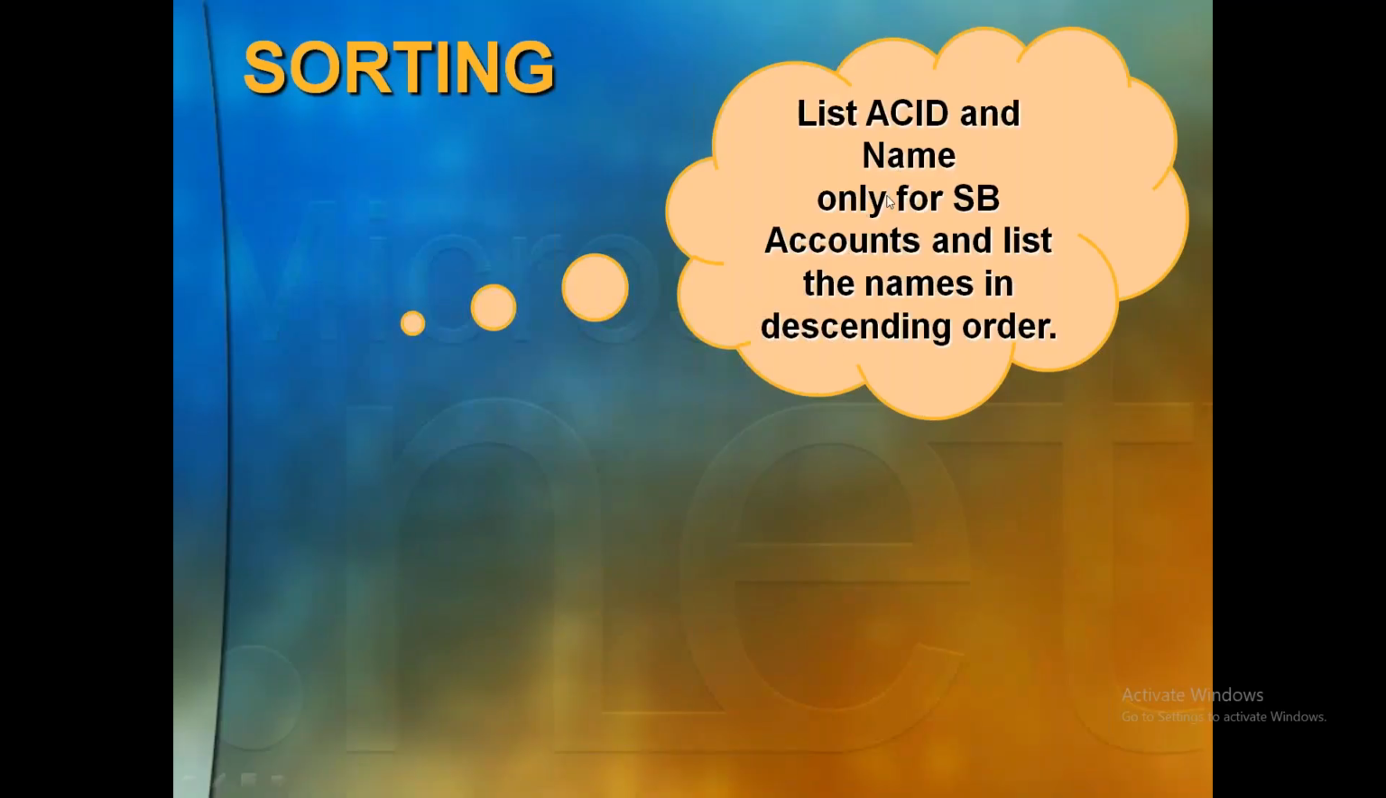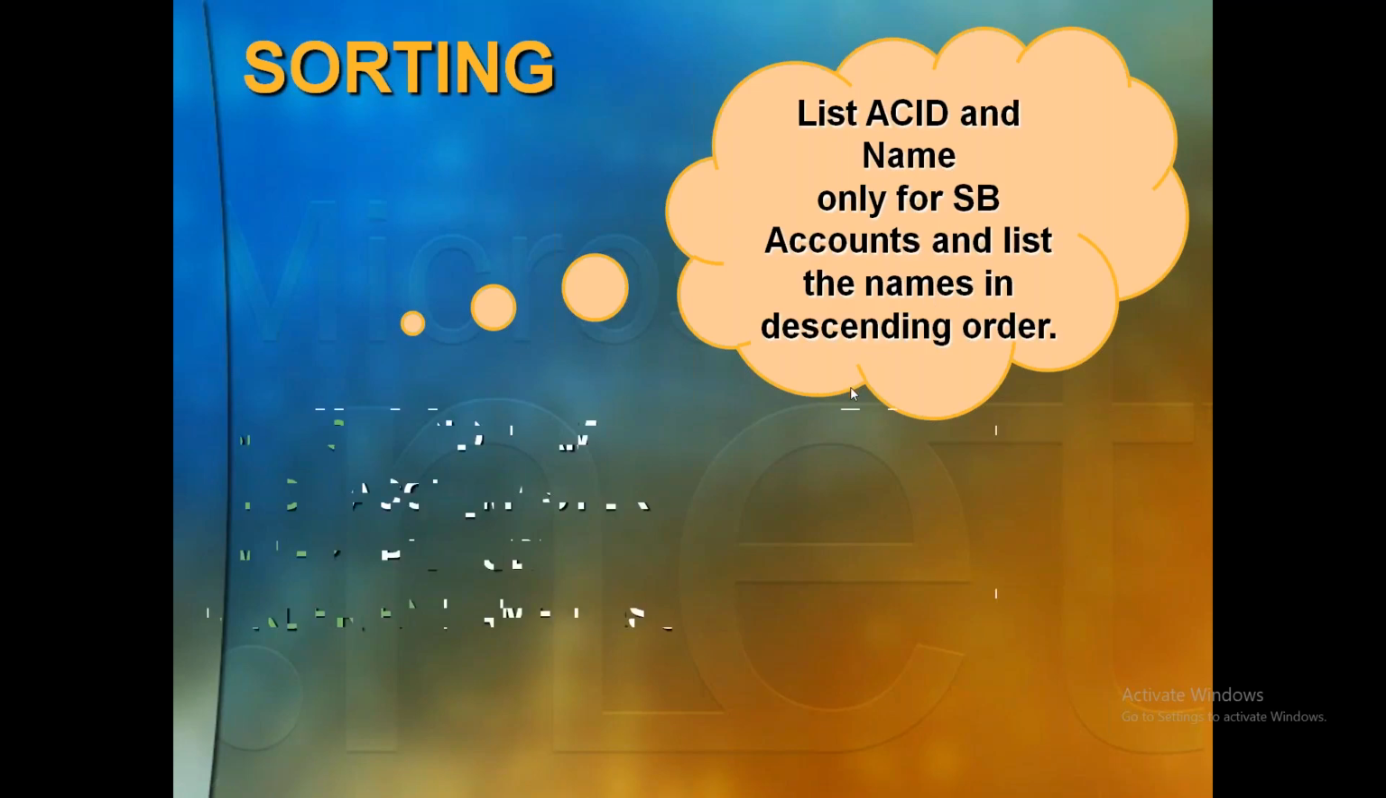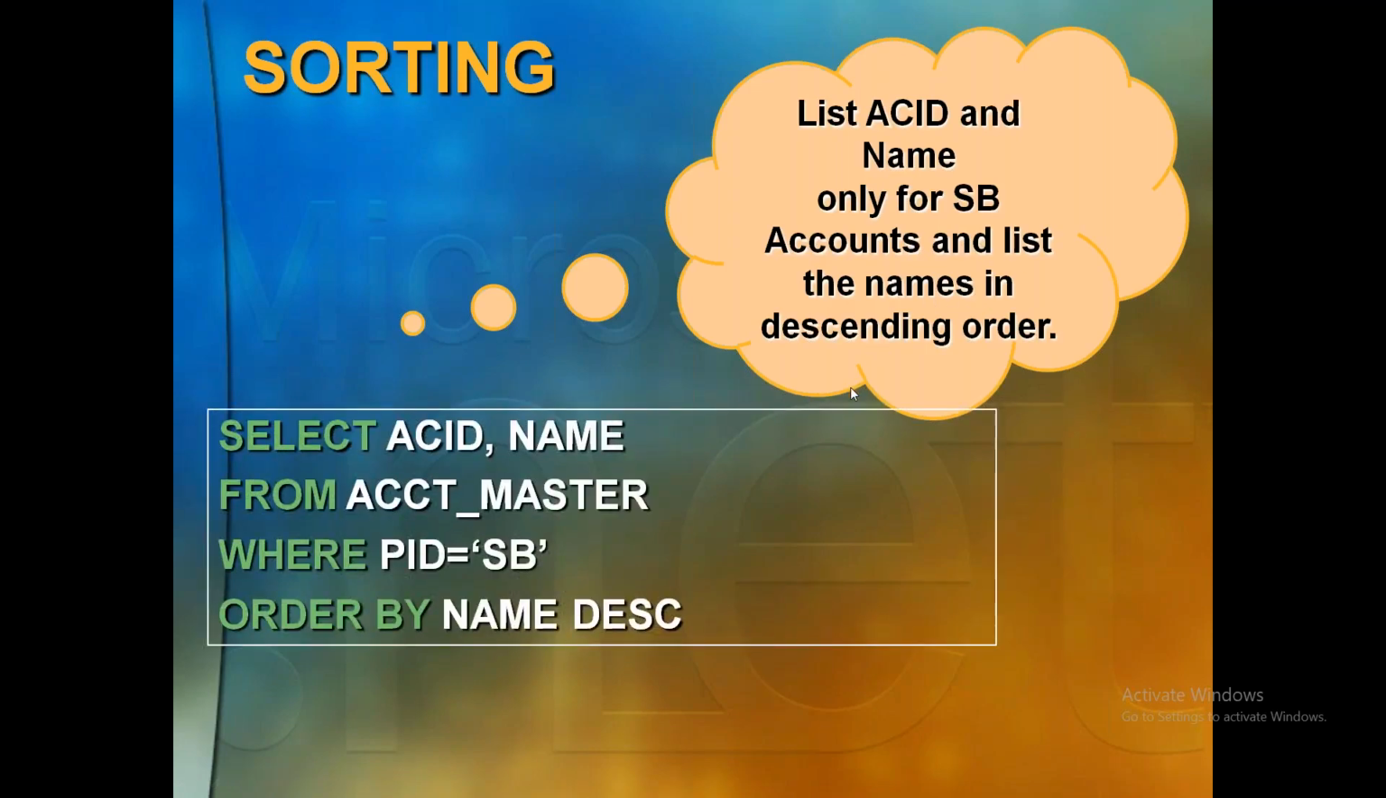So that is the question they asked: list the account ID and name only for savings bank accounts, and list the names in descending order. This is the query you must know how to write. Clear? You have to write select, from, where, order by in the same sequence. You cannot put from first and then where. No, it is not going to work. You have to follow the same order: select, from, where, order by. You can give any column name, it doesn't matter.